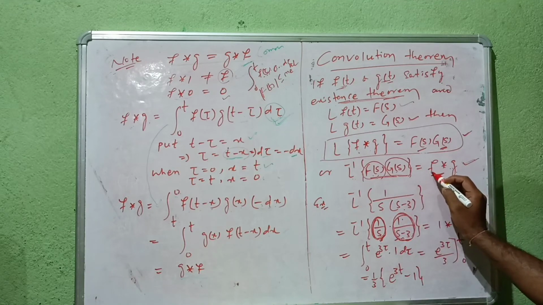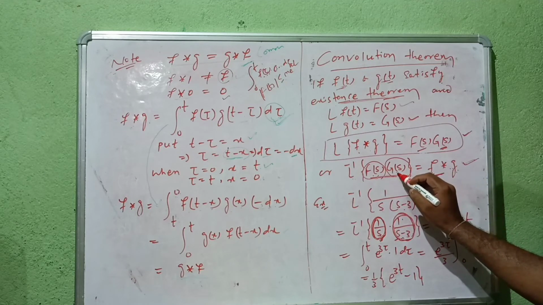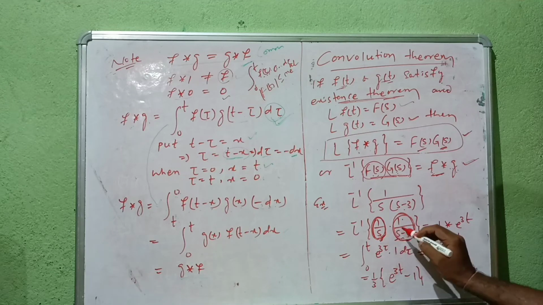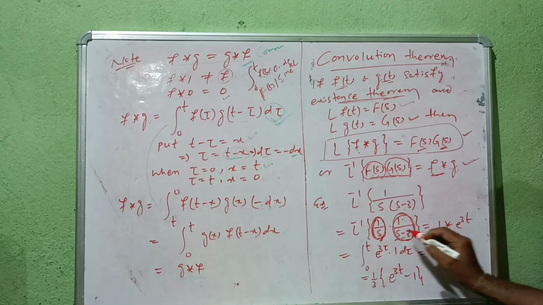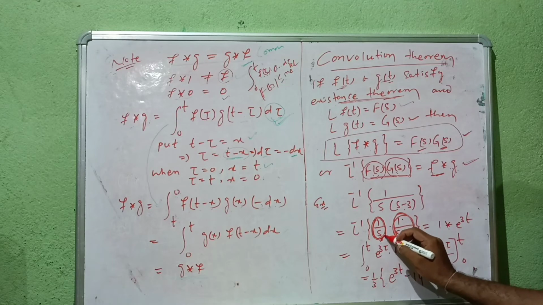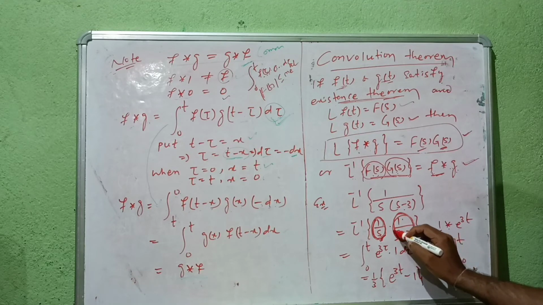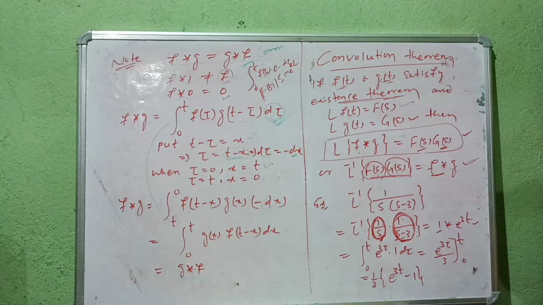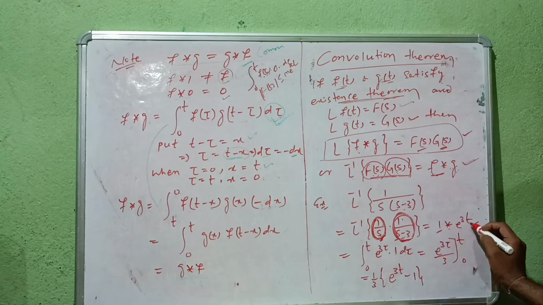Because small f is the inverse of capital F(s), and small g is the inverse of capital G(s). So since we consider 1 by s and 1 by s minus 3, what do we have to write? In place of small f, it will be the inverse of 1 by s, star, the inverse of 1 by s minus 3. So 1 by s, whose Laplace transform is this? It is only 1. And whose Laplace transform is 1 by s minus 3? It is e to the power 3t. So the result will be 1 star e to the power 3t.